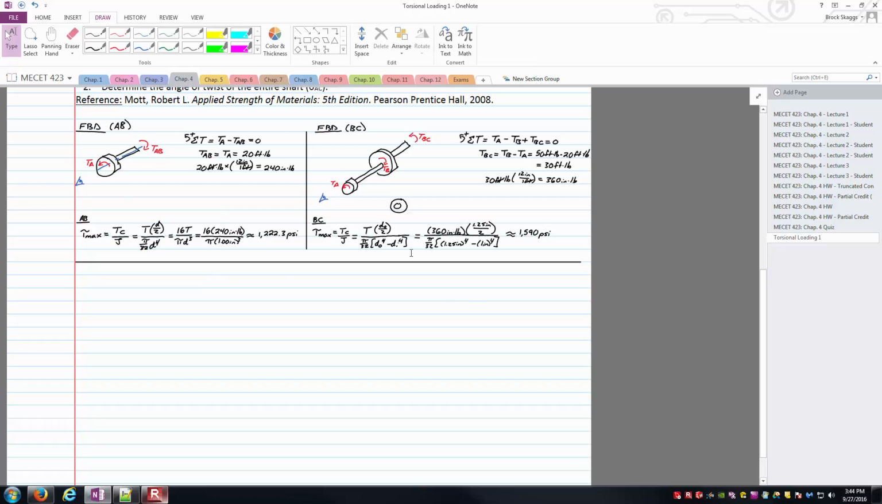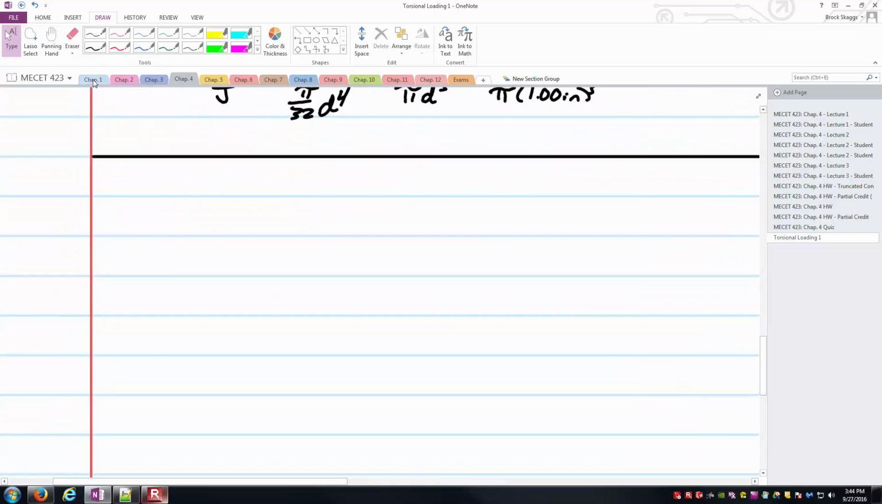We have AB on the left-hand side, BC on the right-hand side, so I'll go ahead and adopt that as well. And so here we'll calculate theta AB, if you will, which will be the angle of twist of A relative to B. Theta AB is TL over J times G, so it's the torque in AB, times the length of AB, all over the polar moment of inertia, JAB, and divided by G, our shear modulus there.